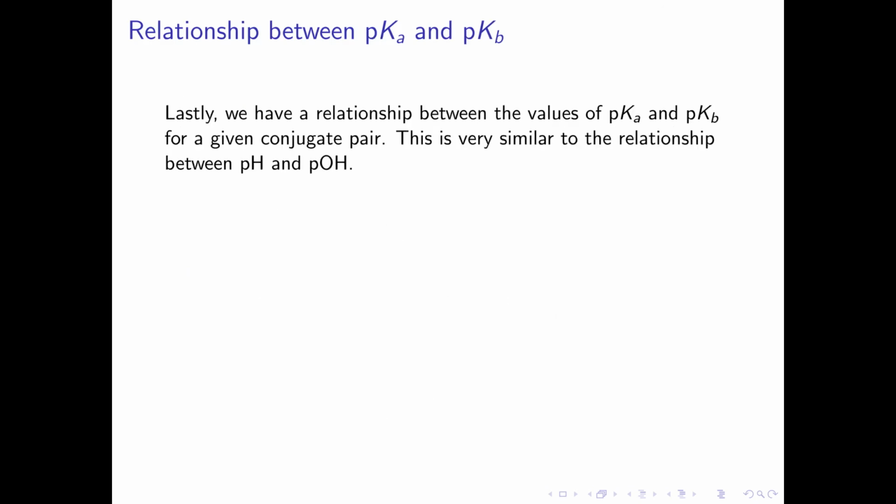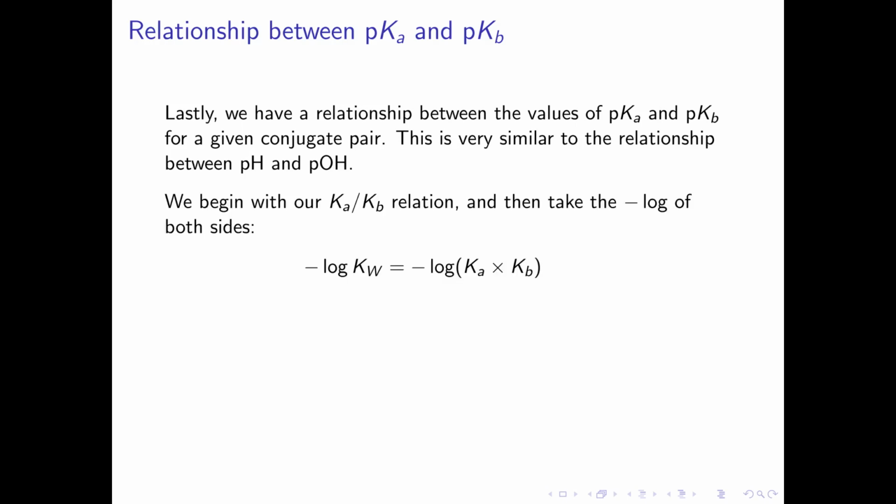As the last topic in this lecture, let's consider the relationship between the values of pKa and pKb for a given conjugate pair. Hopefully it's clear that there's a very similar relationship as that between pH and pOH. We begin with our Ka and Kb relationship, and then take the negative log of both sides. Recall that Kw is equal to Ka times Kb, and so we get the negative log of Kw is equal to the negative log of Ka times Kb.